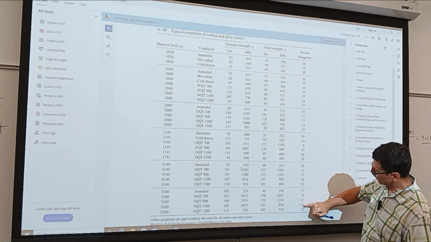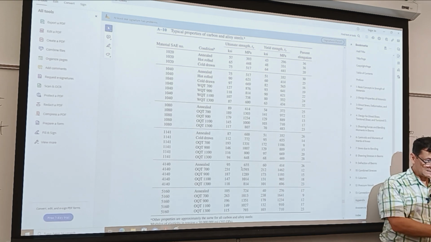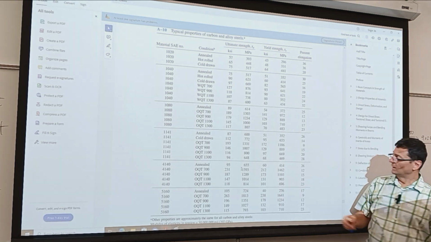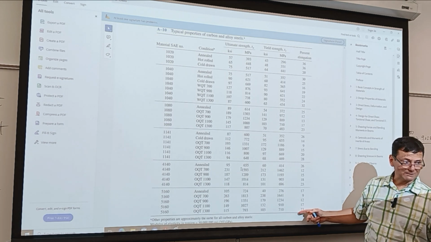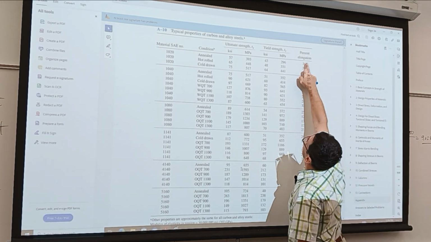If this number approaches 5% elongation, that's a material that is less ductile. You cannot bend it. You bend it just a little bit and it pops. Okay, this one is very ductile, annealed.